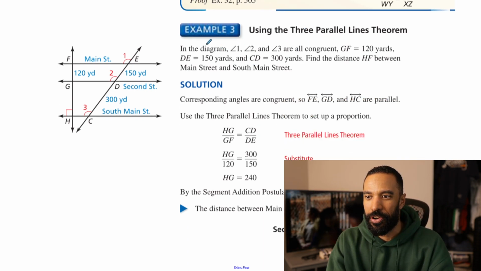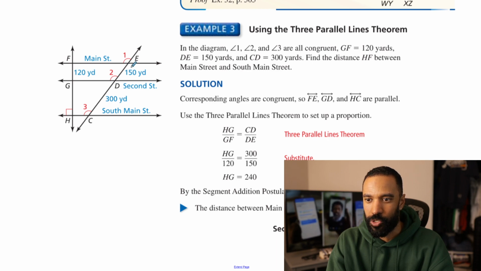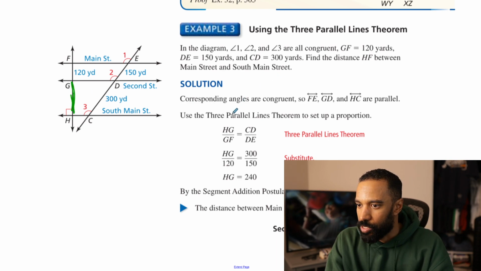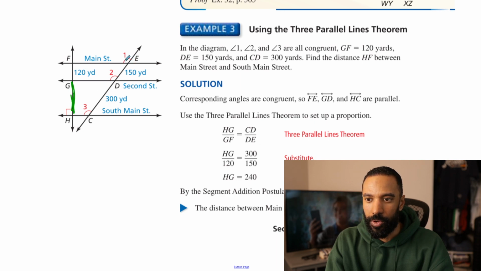So using the theorem, let's take a look at this example. In the diagram, angles 1, 2, and 3 are all congruent. And we got all these measurements, 120 yards, 150 yards, 300 yards. I imagine they're going to ask us to find the length of GH. Yeah, HG. So corresponding angles are congruent, therefore these are parallel. That's the converse of the corresponding angles theorem.